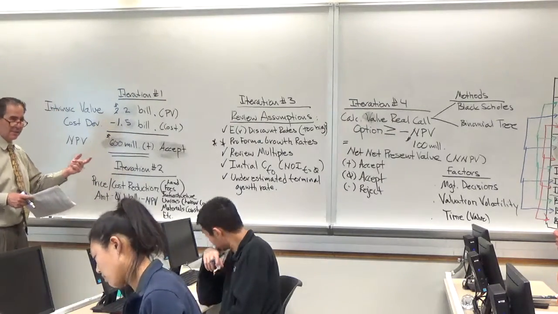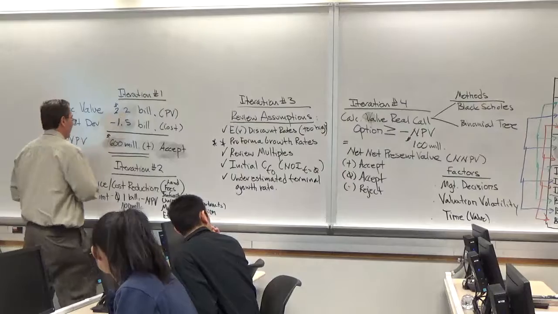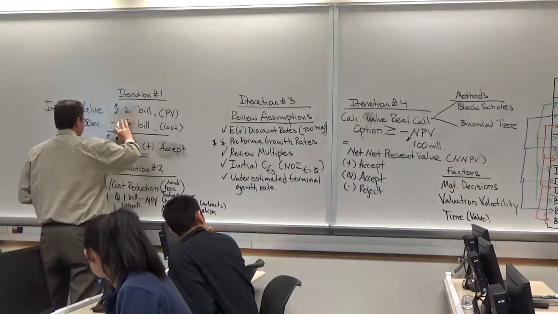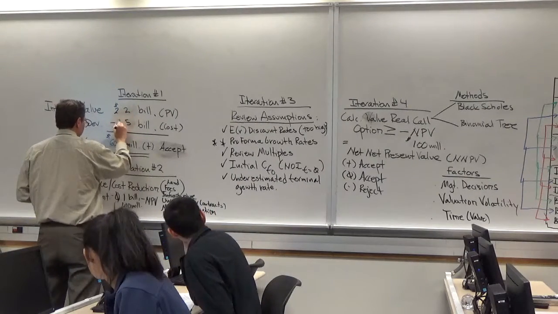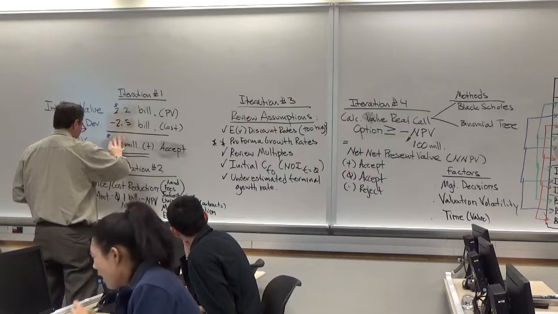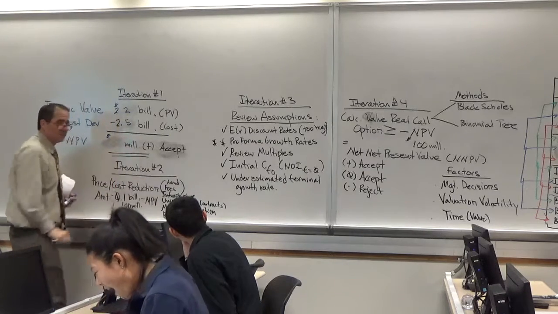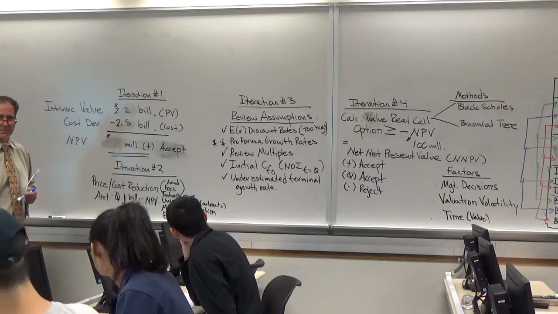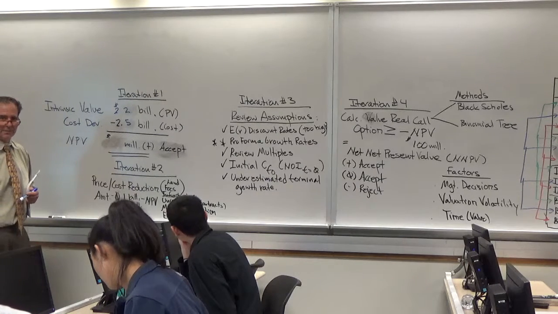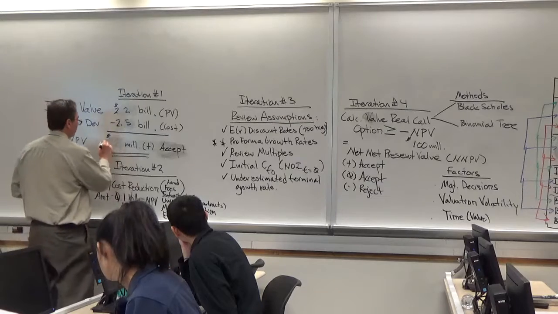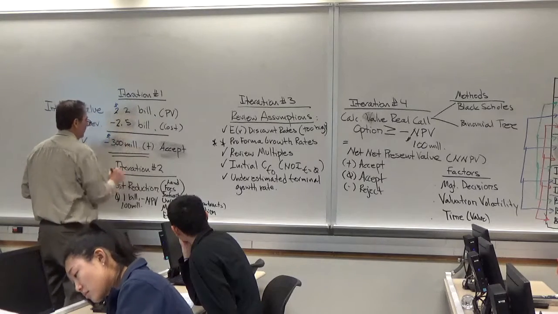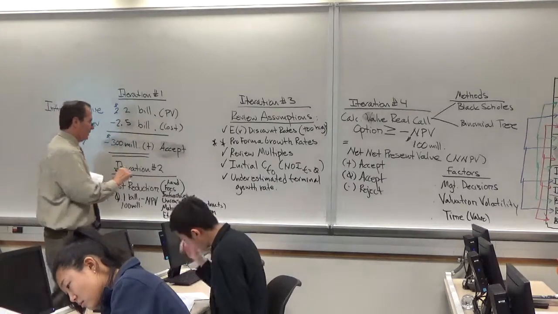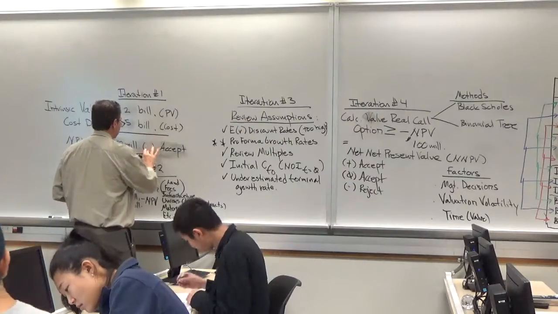This is easy. Okay, but what happens if you totally underestimated your construction costs? Now what's your net present value? Negative what? Negative 300. Your net present value is negative 300. Do you accept or reject? Reject.